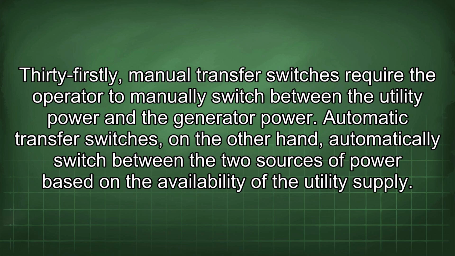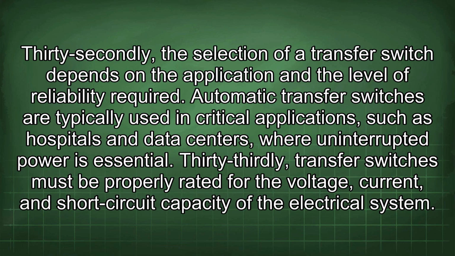31stly, manual transfer switches require the operator to manually switch between the utility power and the generator power. Automatic transfer switches, on the other hand, automatically switch between the two sources of power based on the availability of the utility supply. 32ndly, the selection of a transfer switch depends on the application and the level of reliability required.